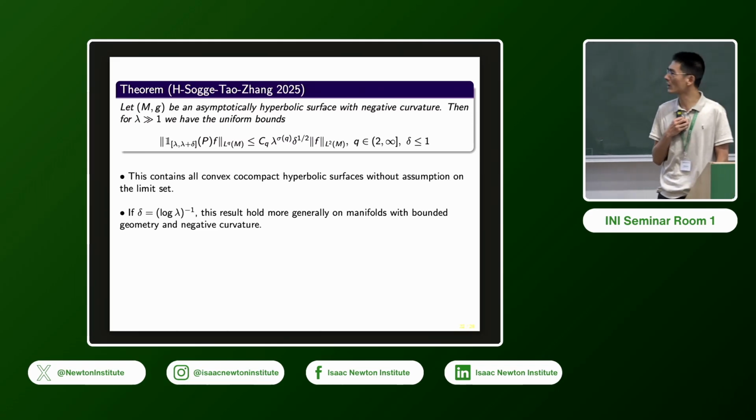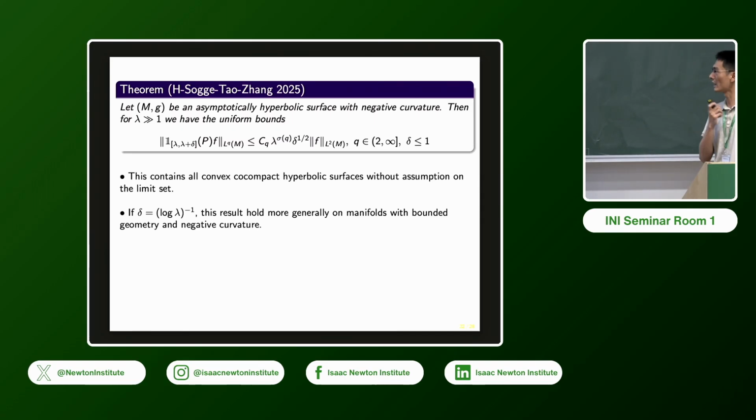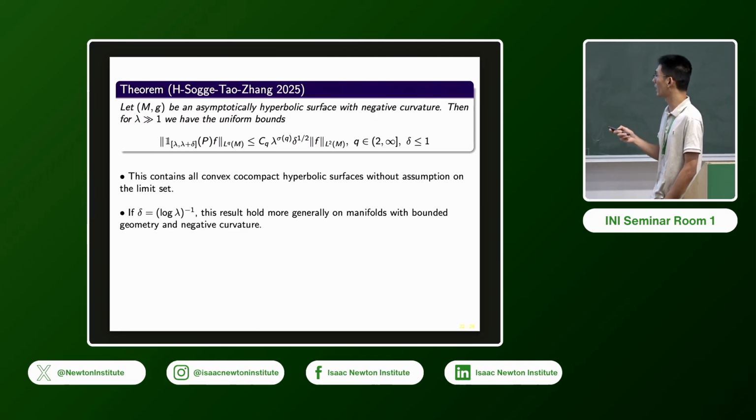And if delta equals 1 over logarithmic lambda, this result is possible to generalize to high dimensions. Following the approach of the compact manifold case, we can extend the logarithmic interval result to manifolds with bounded geometry and negative curvature. So this has no assumption on the infinite end of the hyperbolic surface.